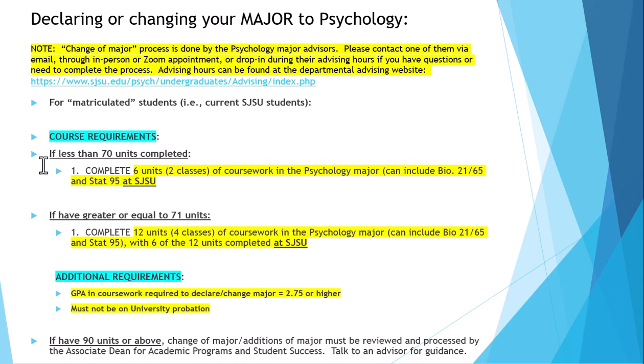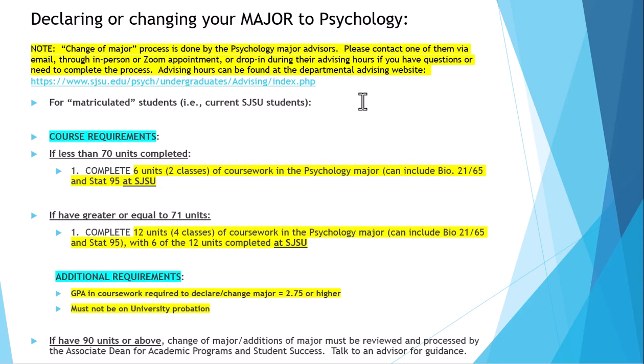Once you've done that, you want to fulfill the course requirements, make sure that you meet the additional GPA requirement and the probation restriction. Once you've done that, then you want to come to an advisor so that we can officially change your major to psychology.